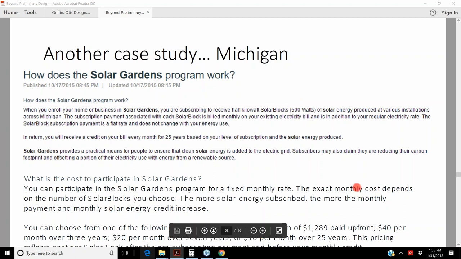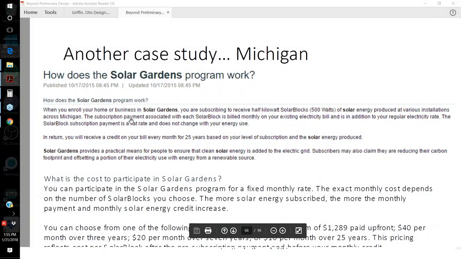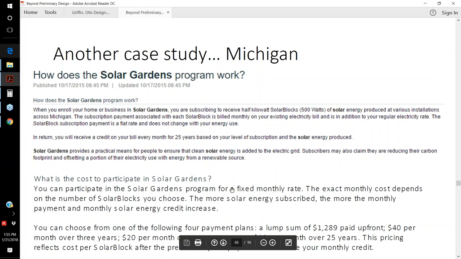You have a couple of different options. You can pay a lump sum of $1,289 upfront, or you can pay $40 a month for 3 years, $20 a month for 7 years, or $10 a month for 25 years.